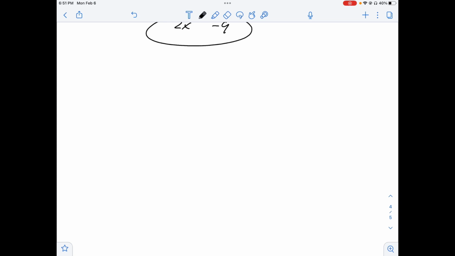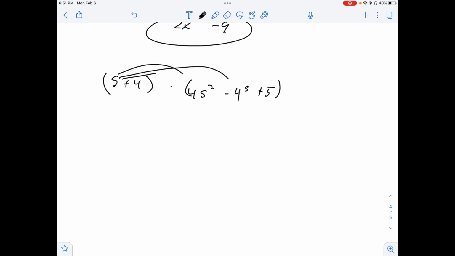Now the next one is multiplying a binomial by a trinomial. This one is a little bit longer. So if you have in parentheses s plus 4 times 4s^2 minus 4s plus 5, you would multiply first s by everything, and then 4 by everything.